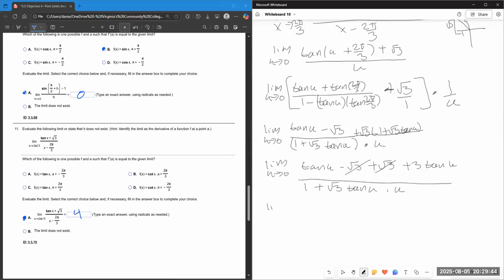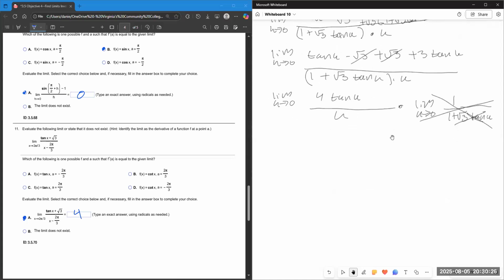All right, so the limit as u goes to 0 of 4 tan u over u, times the limit as u goes to 0 of 1 over 1 plus root 3 tan u. Tangent of 0 is 0, so this is 1 over 1, which is 1, and this piece is insignificant.